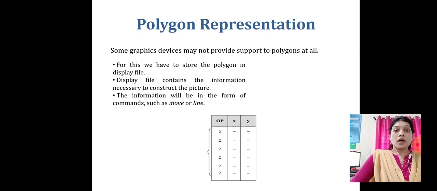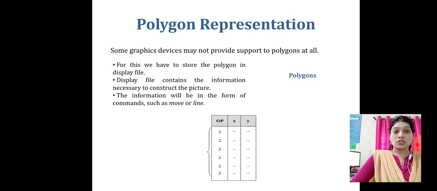What does it store? It stores the opcode and the operand in the form of x and y coordinates, and we store opcodes like 1 and 2. 1 stands for the move operation and 2 stands for the line operation. So for this, we have to store the polygon in a display file, and the display file contains the information that is necessary to construct that picture.